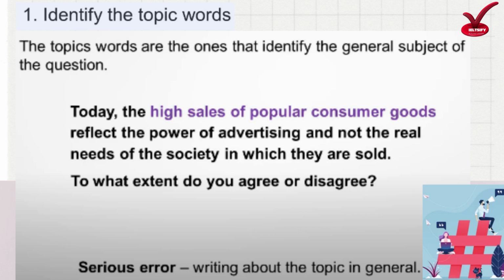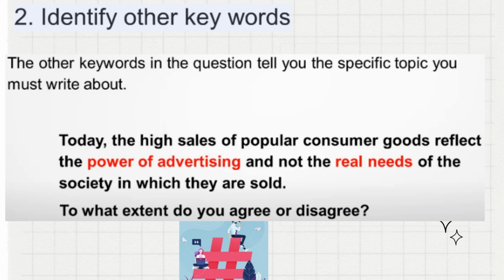So this question is asking us something about the high volume of sales of popular consumer goods. Many people take this first step of the process and then write about the topic in general. This is a serious mistake and leads to low marks. What we need to do now that we know the general topic is to understand exactly what aspect of this topic. Next, identify other keywords in the statement.